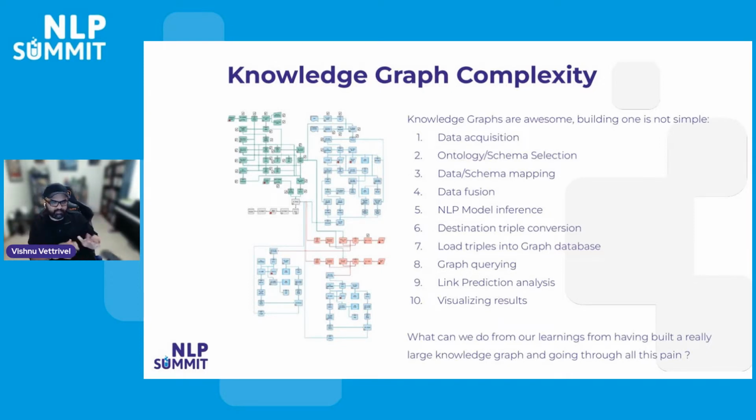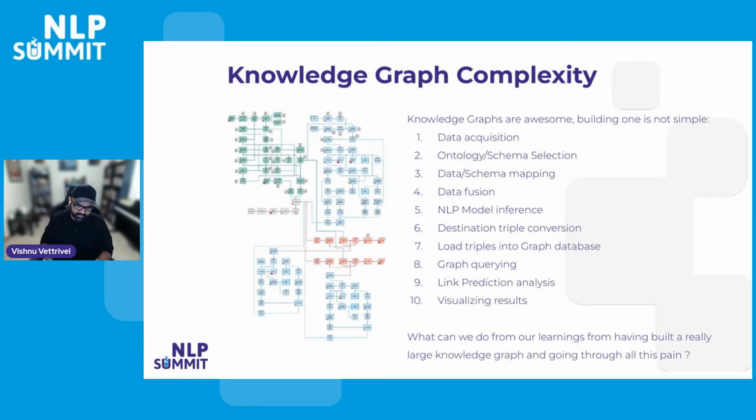There's many, many more steps than just 10. I just took a snippet of the pipeline itself, part of the pipeline that we use to build this knowledge graph. It's this screenshot, as you can see on the left. And that's only part of it. As you see, it's a really complex process.